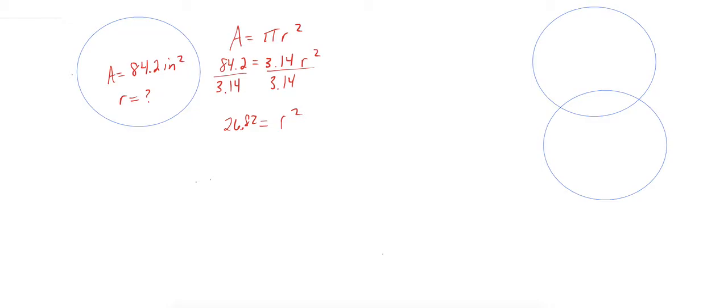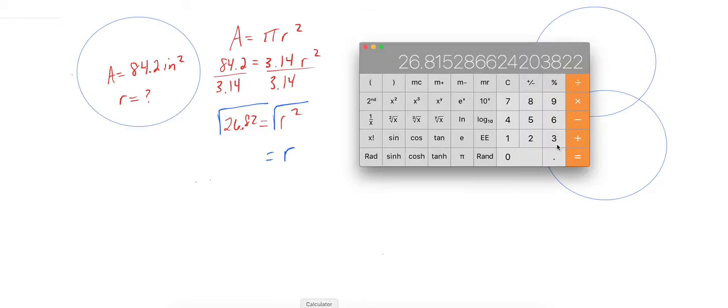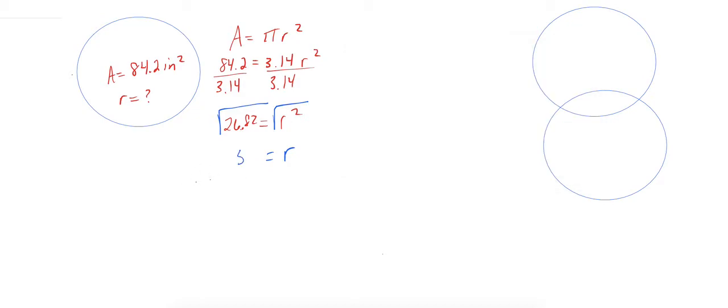So that means r times r is equal to 26.82. To find just the value of r, the only thing I've got to do is find the square root of r squared. Remember, the square root of r squared means what number times itself gives you r squared, and that's going to be r, because r times r gives you r squared. So I've got to find the square root of this side. So 26.82, let's find the square root of that, and that's going to give me 5.18, we'll say. So the radius is equal to 5.18 inches.